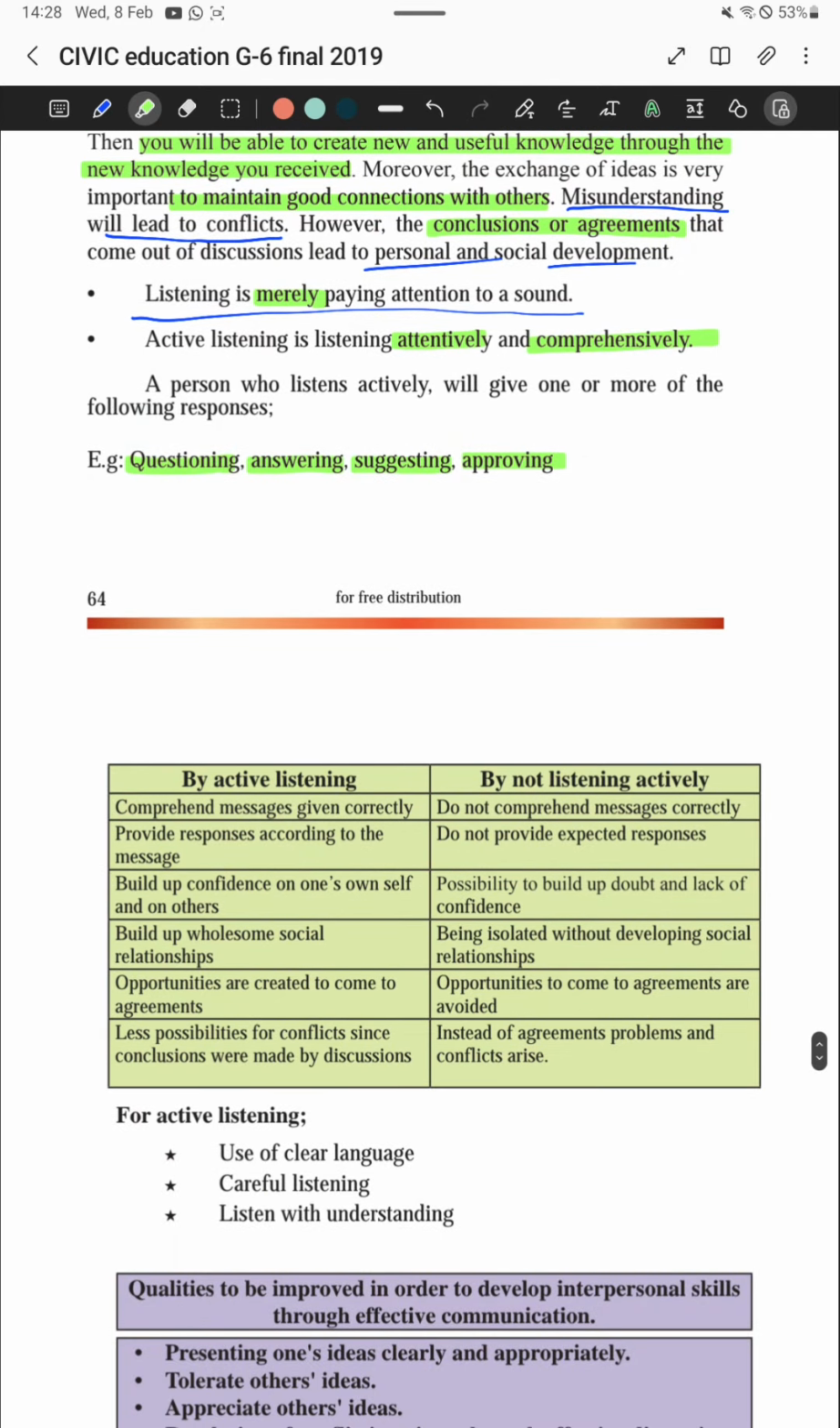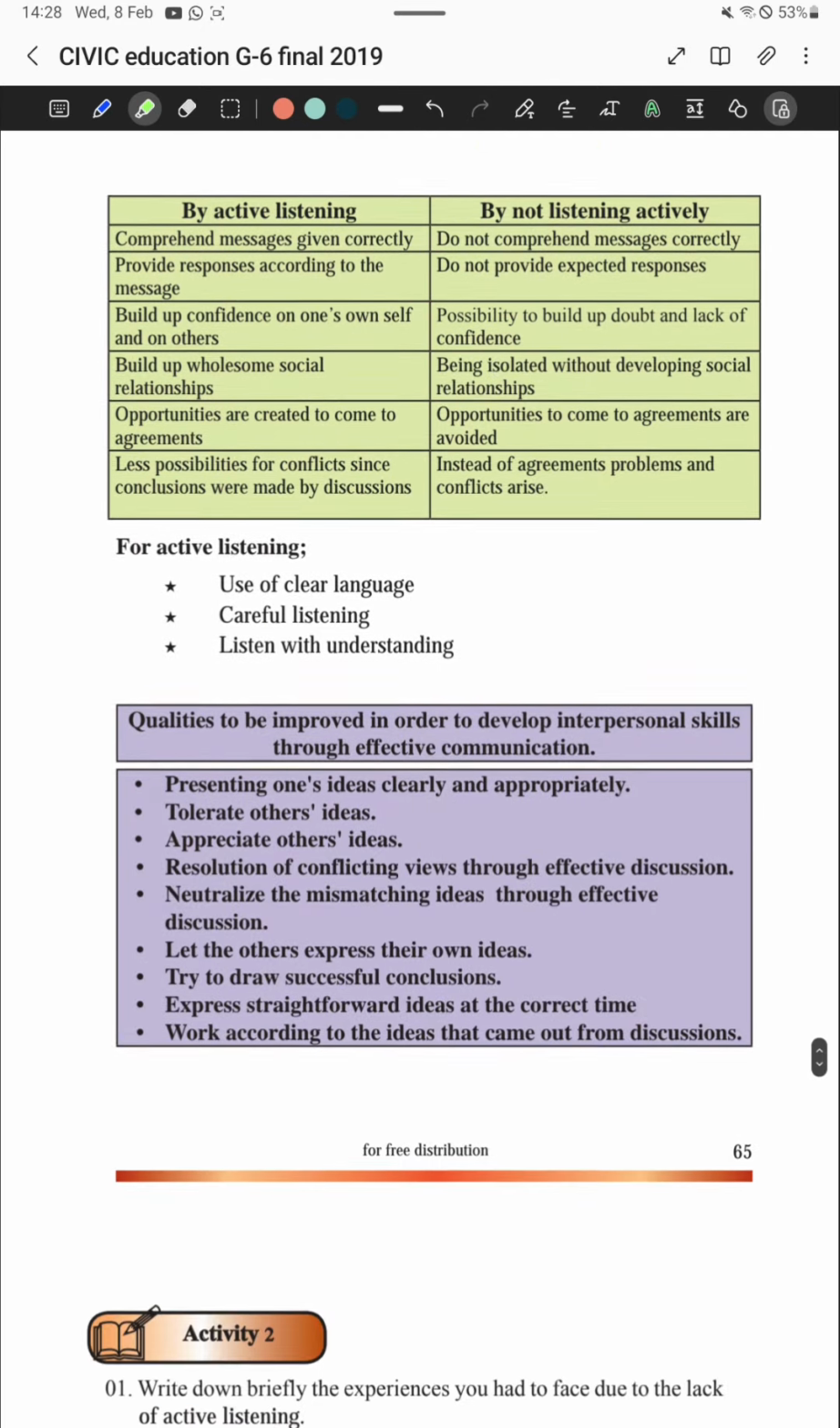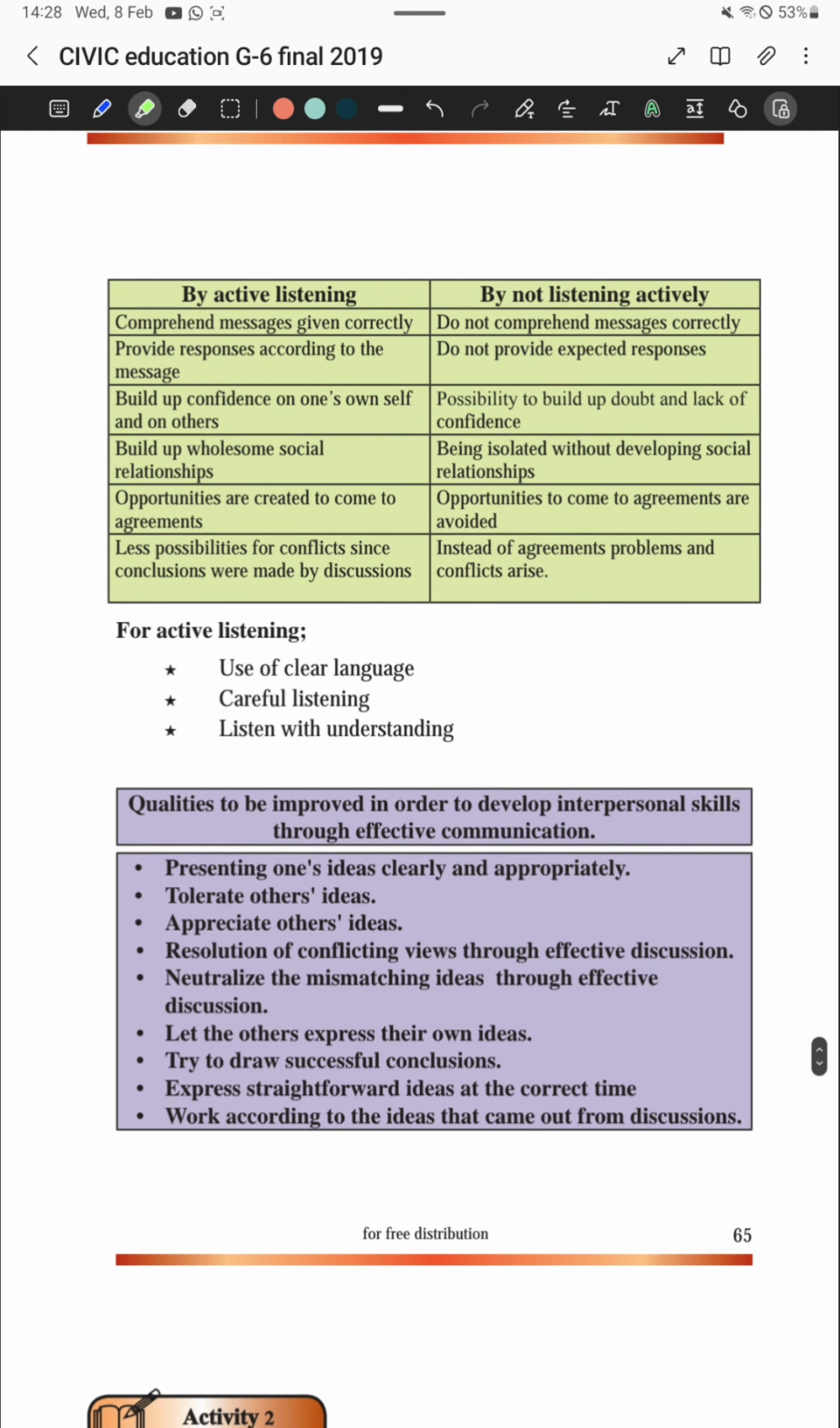What are the outcomes you can get from active listening? We can compare the advantages and disadvantages of active listening. When you are an active listener, you can comprehend messages given correctly. You will get the message correctly. And also, as an active listener, you provide responses according to the message, and build up confidence in oneself and in others. If you are a listener, you will get everything the person has talked about, so you will have confidence about that person and also about yourself.